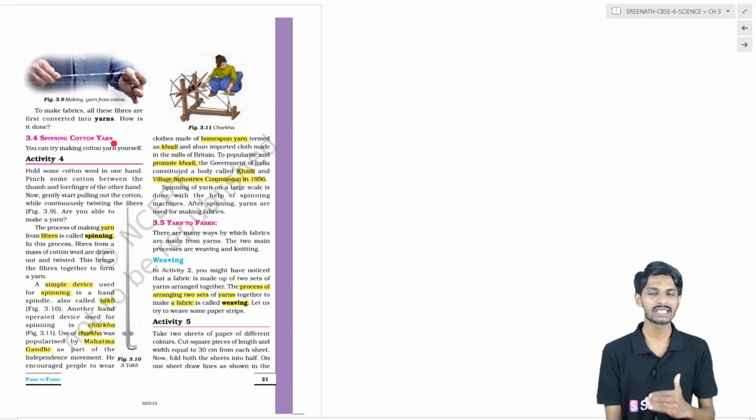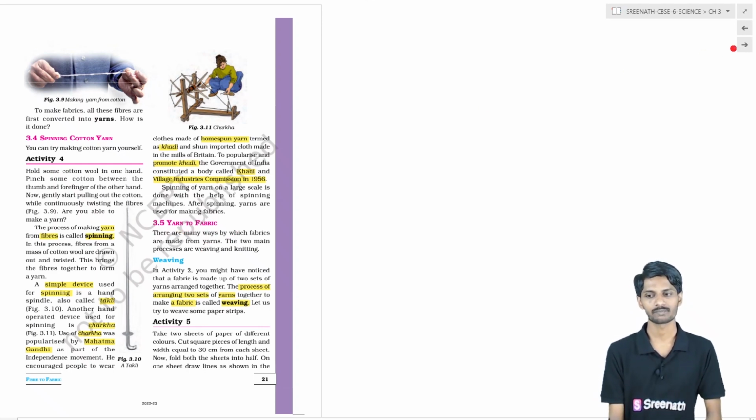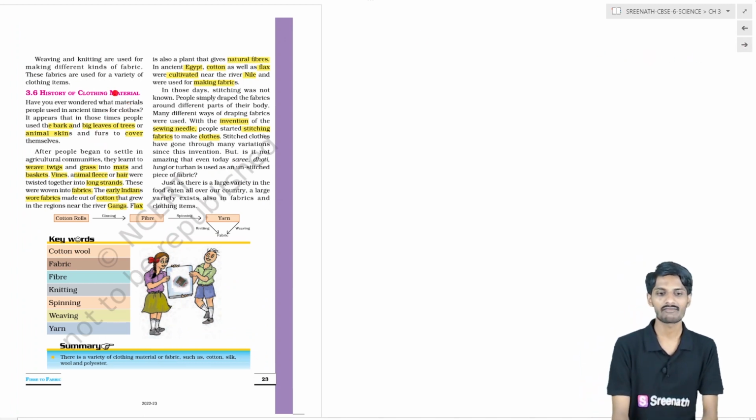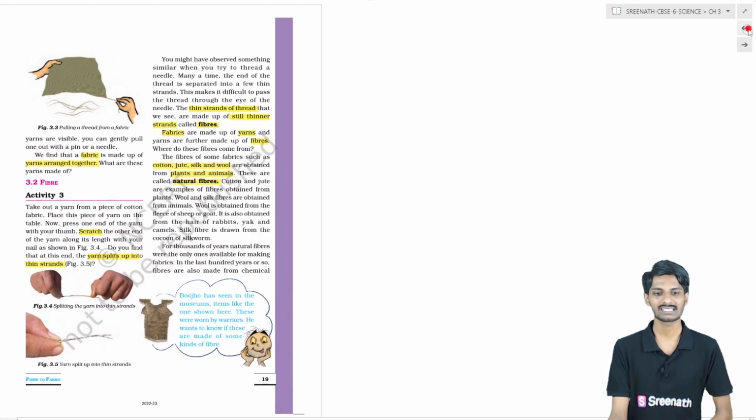After that, spinning cotton yarn. How do we spin cotton yarn? That is the process we are going to learn. After preparing the yarn, the fifth topic is yarn to fabric: how fabric is made from yarn. And the next topic is the history of clothing material. So, what is the history of clothing material? These are the topics we are going to discuss, students.